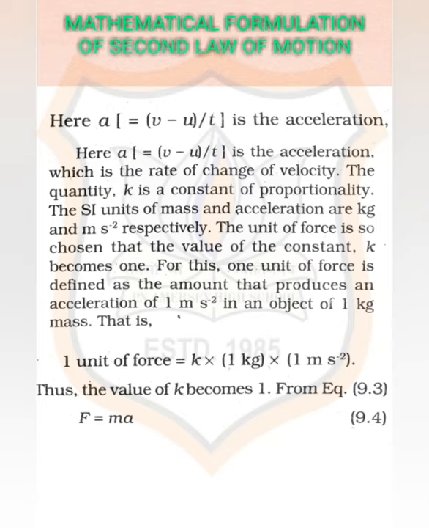The unit of force is so chosen that the value of constant k becomes 1 for unit value. For this, one unit of force is defined as the amount that produces an acceleration of 1 meter per second square in an object of 1 kg mass. That is, one unit of force is equal to k into 1 kg into 1 meter per second square. Thus, the value of k becomes 1 and F is equal to ma. The unit of force is kg meter per second square or Newton, which has the symbol N.